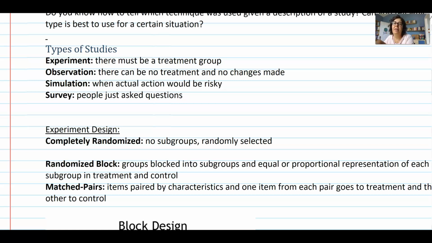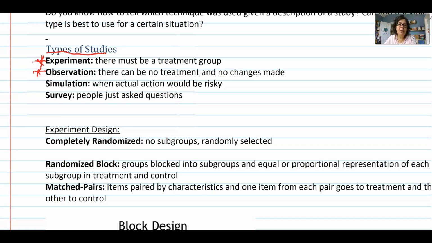Okay, so that's that. Now, types of studies. That's another thing from chapter 1. Especially we want you to be able to differentiate between what's an experiment and what's an observation. Simulation and survey are usually easy. They can be identified more easily.